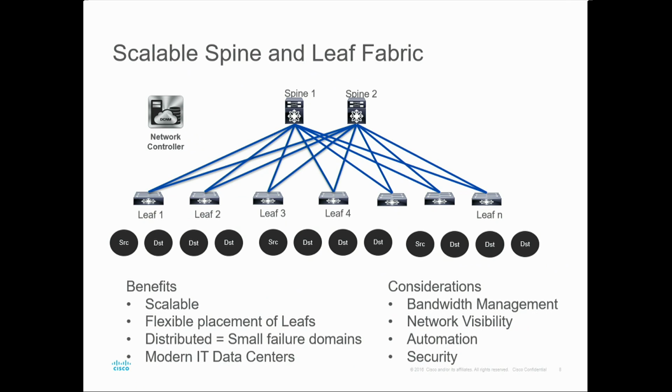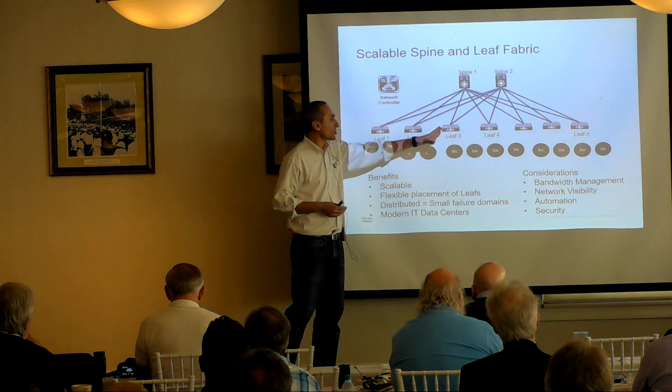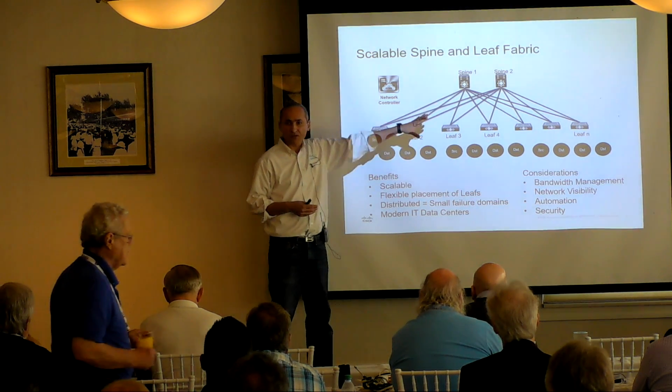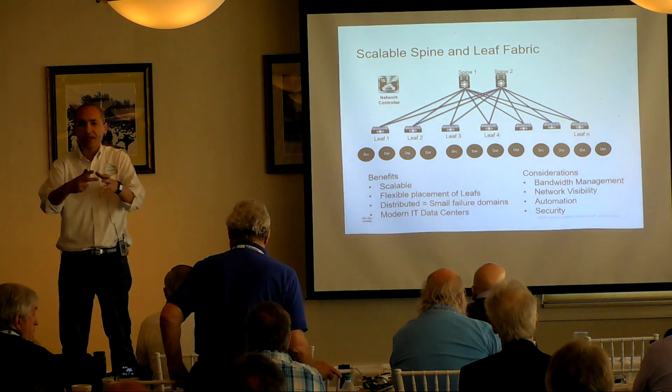The benefit, of course, is close proximity to your actual production, so you don't need to home run everything. The benefit also is a small failure domain. If you lose a leaf, 90% of your remaining fabric is functioning. If you lose a spine, you still have half of your bandwidth running. So your failure domain is smaller.